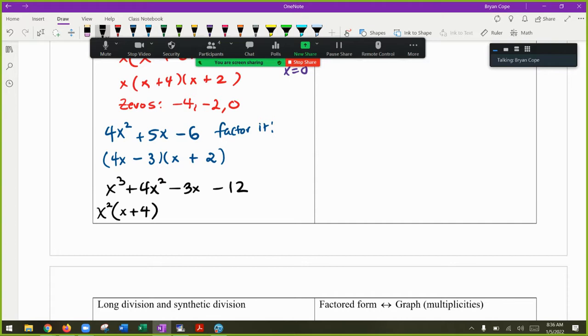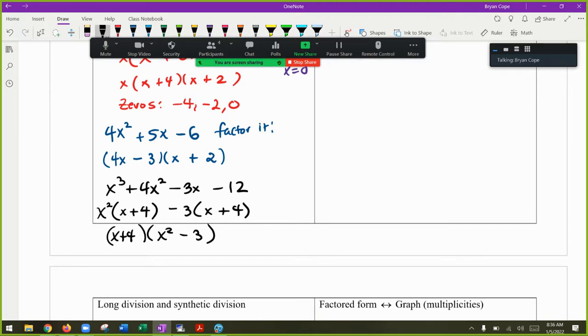And then what can I take out from the second two? Negative 3, great. Leaving us with x plus 4. Remember, we want to set it up so that these two pieces match. And now that they do, I can factor that out and show you what happens. So this turns into x plus 4 as one factor, and then x squared minus 3 as the other.